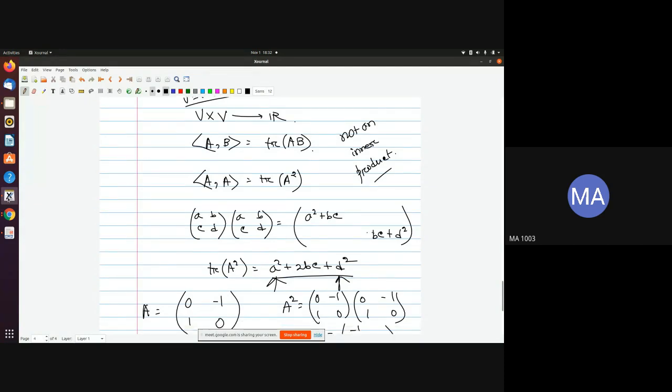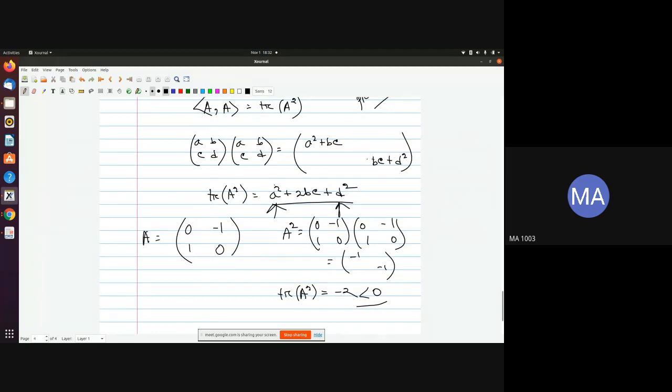So you see how I am constructing the example, right? I have written down what the trace of A square is. Now I have to somehow make this negative, where A is some non-zero matrix. So I have made A and D as 0 because these are positive. If I make the product of B and C negative, then I am done. That is how I have constructed the example. Is it clear?